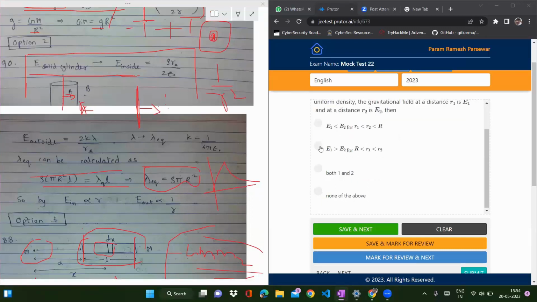Both option 1 and option 2 are true, because inside, when R1 and R2 are less than R, the field will definitely be lesser when the distance is lesser. But the outer case is exactly opposite. When the distance is greater, the field is lower. So both options are true. So option number 3, both 1 and 2, is correct in this case.